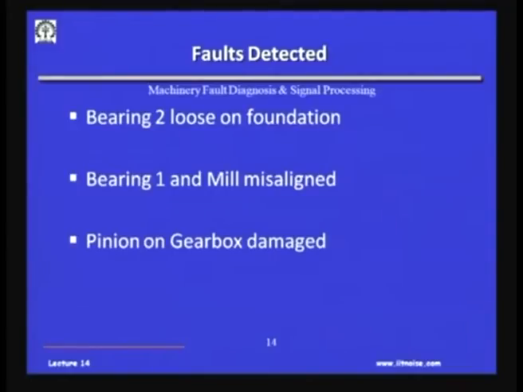In fact, later on we removed the gearbox, and subsequently it was reported that one of the pinions in the gearbox had a damaged tooth. Okay. So, this tells you how powerful Cepstrum is to not let you scratch your head when you see a spectrum from a real world machinery signal.